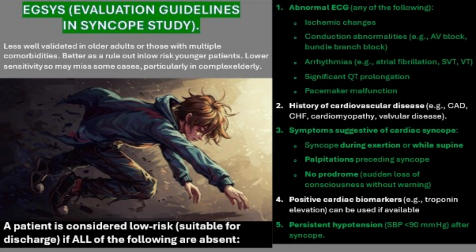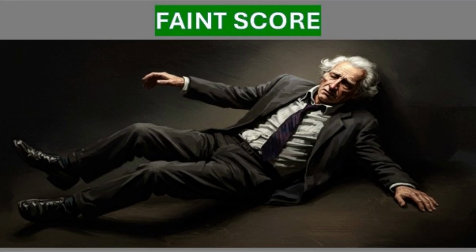Low to intermediate risk patients where cardiac syncope needs to be ruled out. Settings with limited resources where advanced testing like BNP or echocardiography is not readily available. Strengths: simple, ECG based and requires no lab tests except troponin in some cases. High specificity, approximately 95% for ruling out serious cardiac causes. Limitations: lower sensitivity than CSRS or ROSE, may miss some cardiac cases. Less validated in older adults greater than 75 years or those with multiple comorbidities.